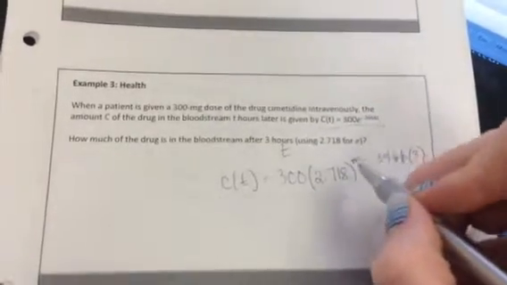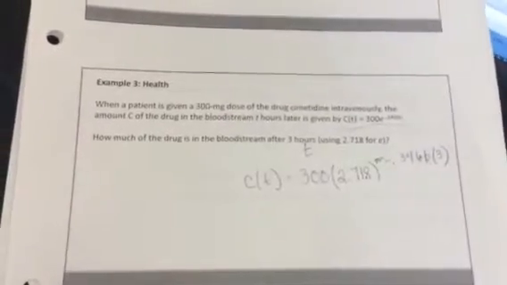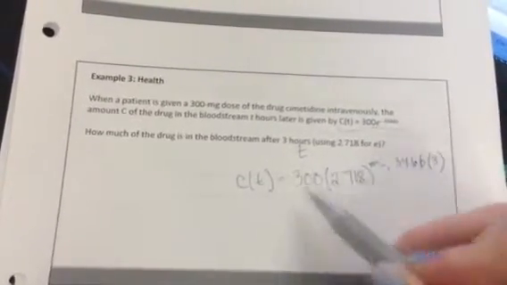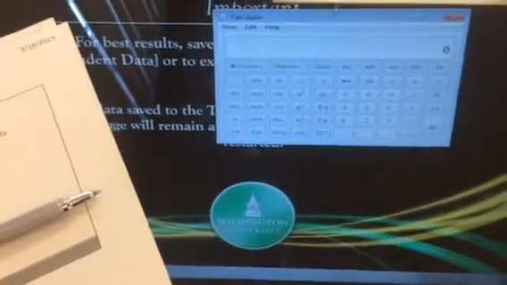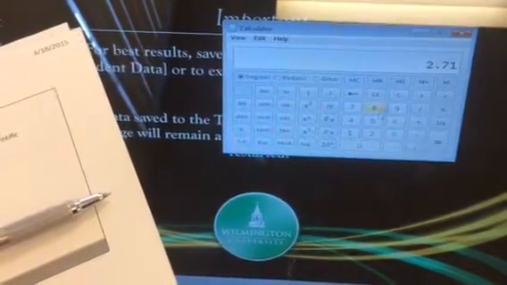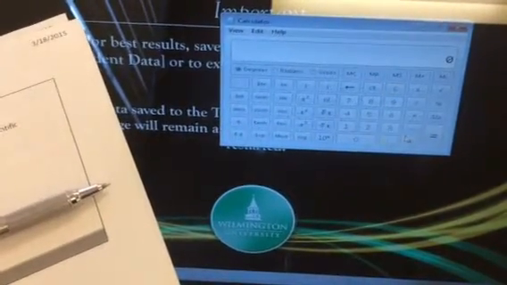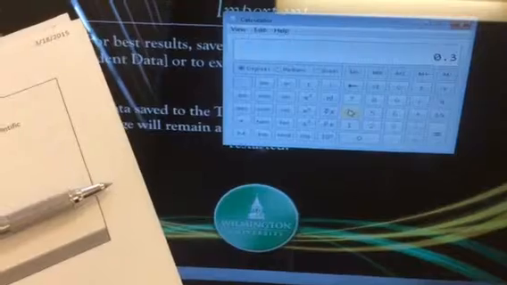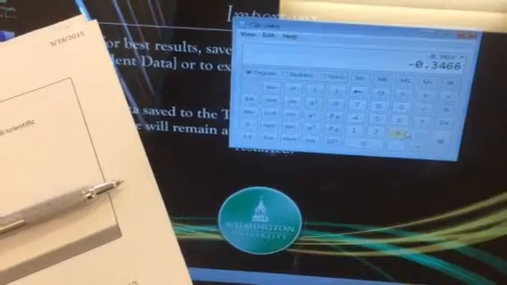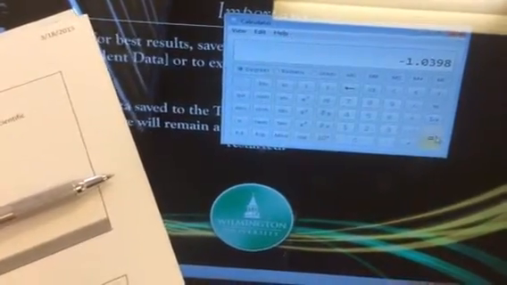The first step would be to do negative 0.3466 times 3, because you've got to raise this to an exponent before you can multiply, right? PEMDAS. Got to do exponents before you multiply. Well, I got to know what this exponent is if I'm going to do it. So over here I have 2.718. I don't have the E on this calculator. First I got to do the exponent. So 0.3466, and it's a negative, times 3 equals negative 1.0398.